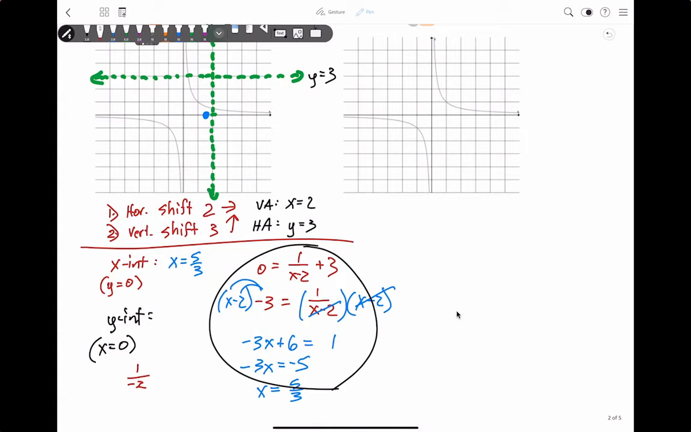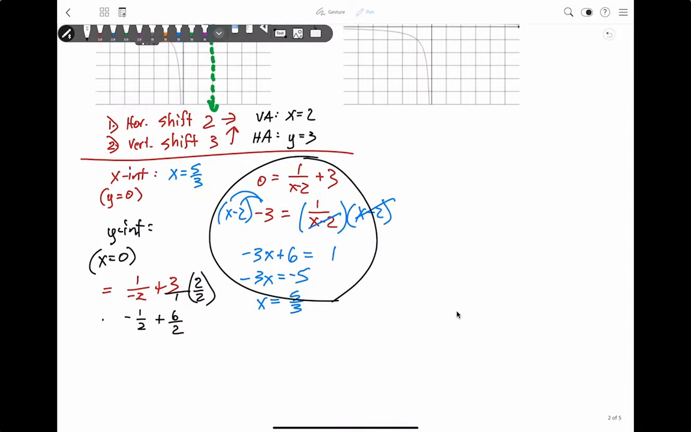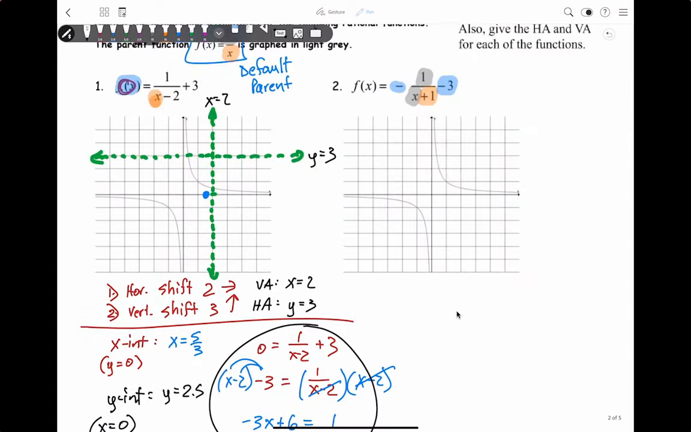And if I did this with fractions, I need the same common denominator over here. So right now it's 1, but if I multiply by a form of 1, I will get 6 over 2. Okay? So negative 1/2 is added with 6 over 2, so negative 1 plus 6 all over 2 is going to equal 5/2, otherwise 2.5. Okay? So x equals 5/3 was my x-intercept, and y equals 2.5. So I'll go over here to 2.5. That will be my y-intercept.